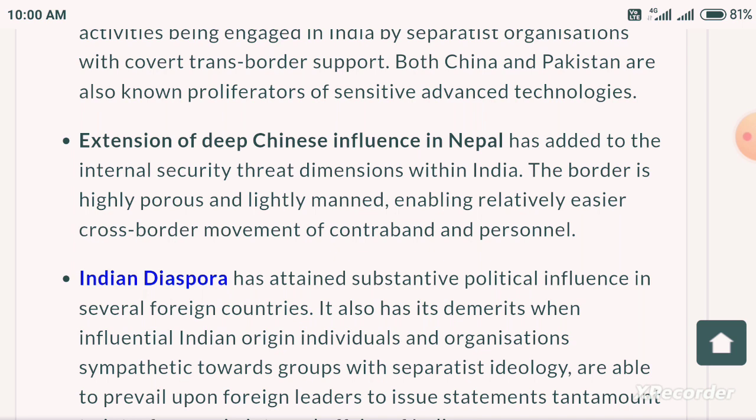As we discussed, why is there regular conflict between Indian and Chinese soldiers, and what is the exact situation of that place? Why does this happen regularly? Because the border is highly porous and lightly manned, enabling easier cross-border movement. So they can claim that the area is under China, and some other reasons are also responsible, because of the policy of China. So you can read and cover all the points.